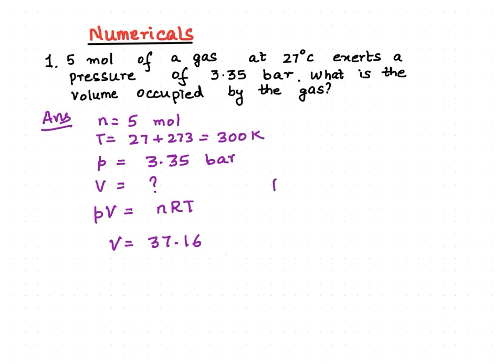The value of R that I have taken over here is 0.083 decimeter cube bar per Kelvin per mole. So if you know the value of R, what will be the unit of volume over here? Absolutely right, this will be decimeter cube. Let's go on to the next numerical.